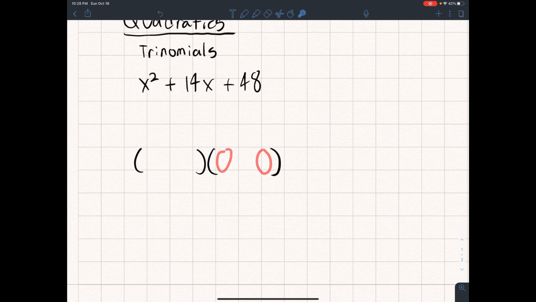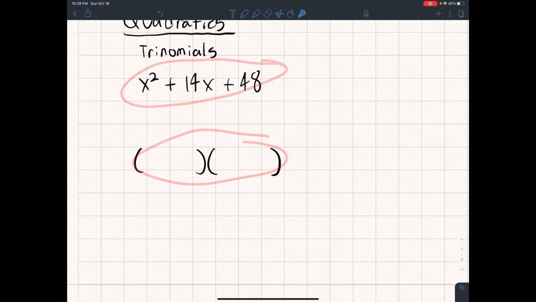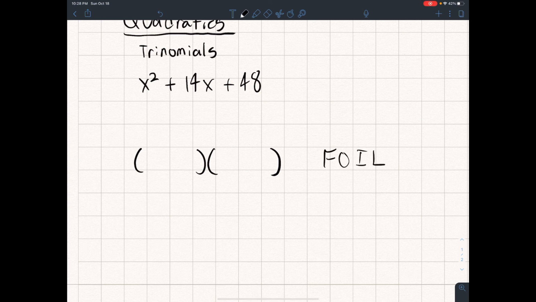2 binomials multiplied together. So the process of getting from here to here, I'm sure you've done the other way around using the FOIL method, since that is so popular and common. But the proper mathematical term for this is binomial distribution.